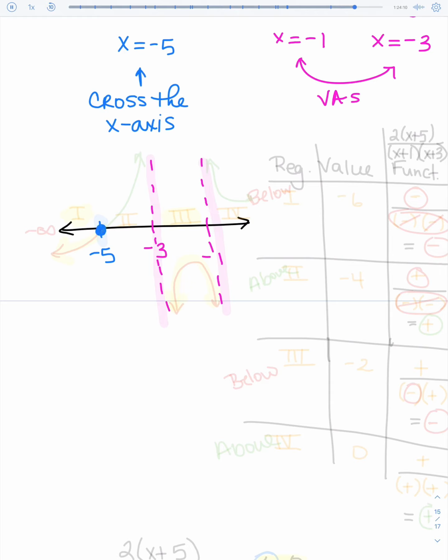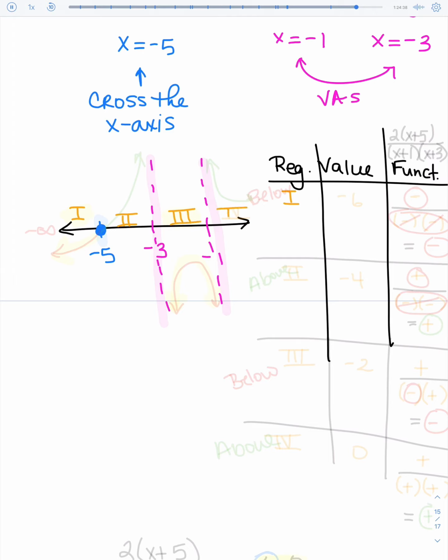Now we need to test some values. We need to take one from each region and plug in a value and see what it does to our function. So our first region we've got is anything before negative 5. Our second region is anything between negative 5 to negative 3. Then our third region is anything between negative 3 to negative 1. And our last region, our fourth region, is anything after negative 1. So our first region, anything before negative 5, let's plug in negative 6.